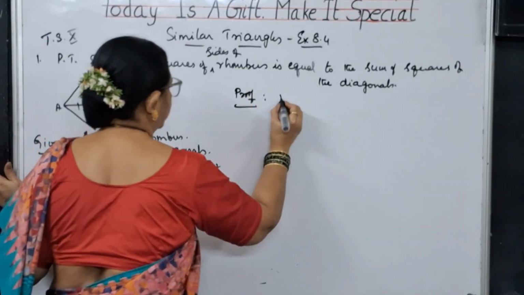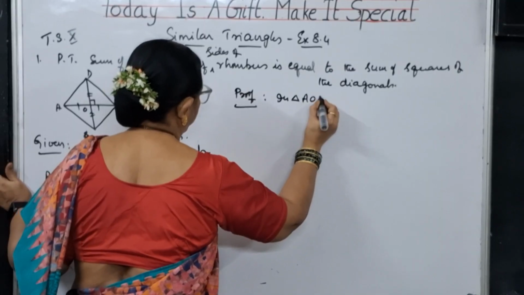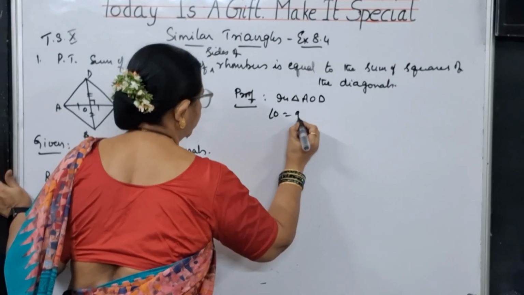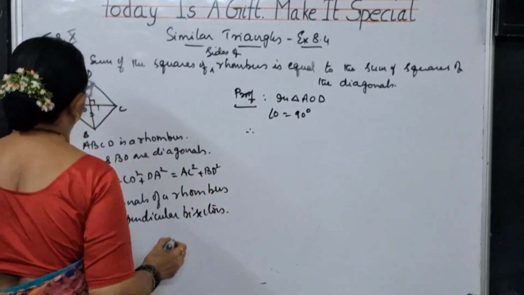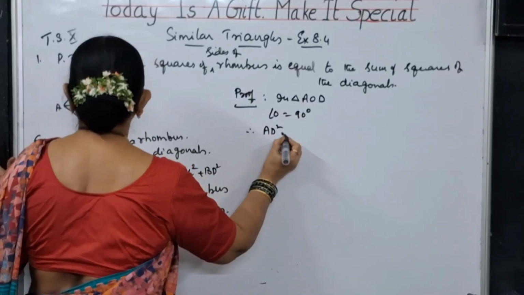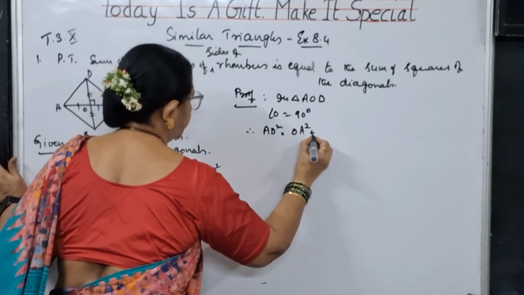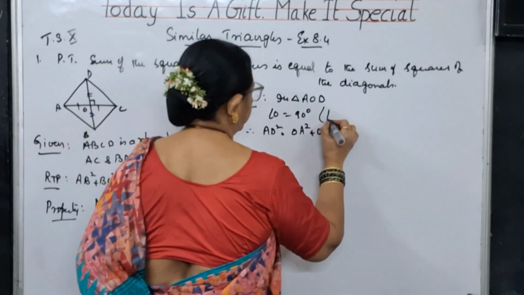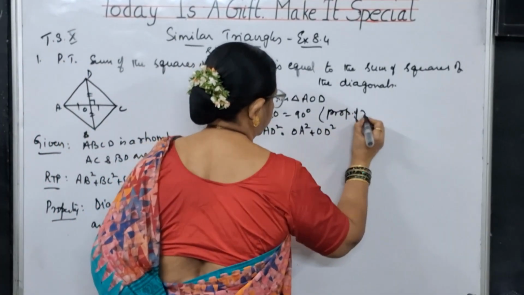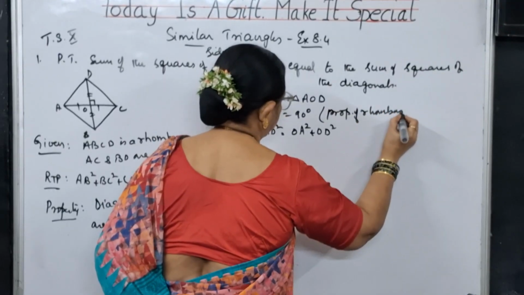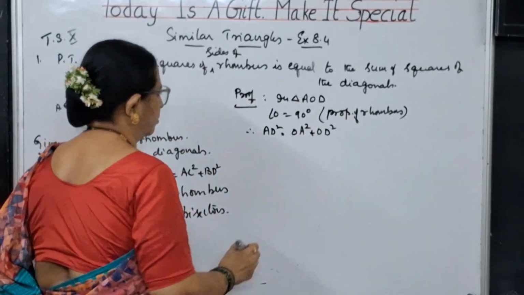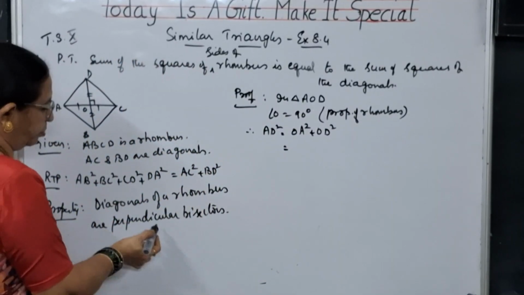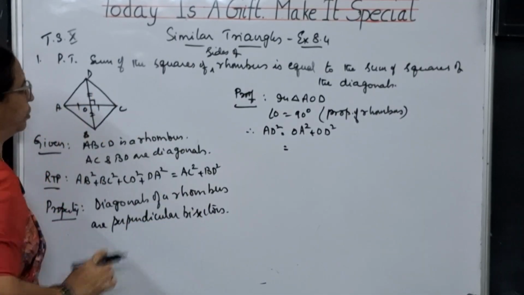Let us take first triangle AOD. In this triangle AOD, angle O is equal to 90 degrees. Therefore, AD square is equal to OA square plus OD square. Why is it 90 degrees, children? This is property of rhombus. Basing on that only we are saying angle O is 90 degrees. So actually what is OA, children? We have already done. Diagonals are perpendicular bisectors. They divide each one into two equal halves.